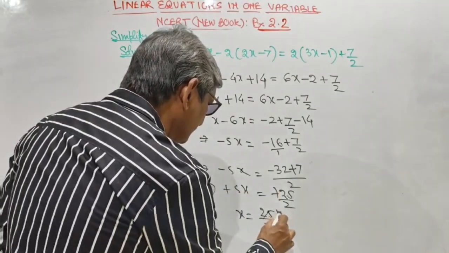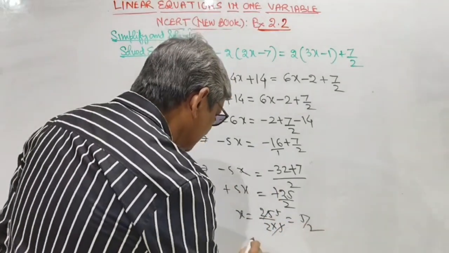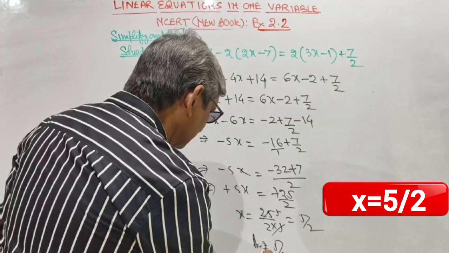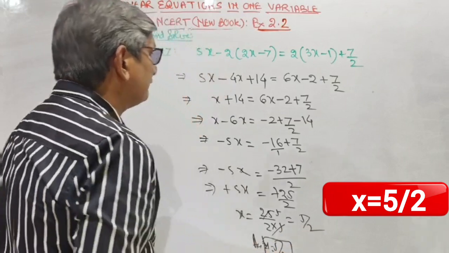Here it is 5. So the answer is 5 by 2. So the answer is, what is that? x is equal to 5 by 2.